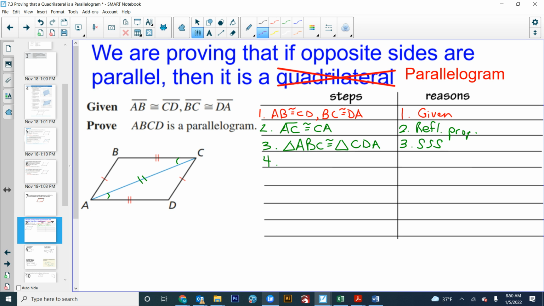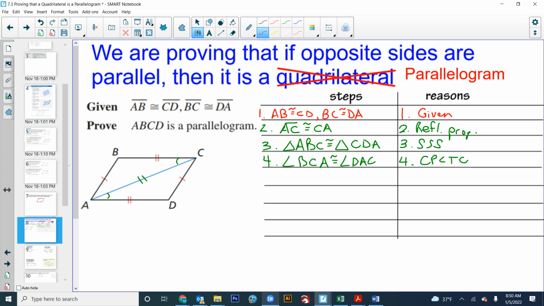So we looked at these ones first. Angle BCA congruent to angle DAC. Not because of alternate interior, because of CPCTC. Does that make sense to you? I know that's a challenging concept because we've seen it both ways. Does it make sense that it's because of CPCTC, not because of alternate interior, right?